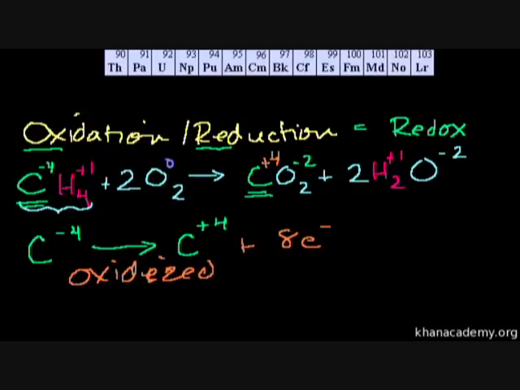Now let's look at the oxygen itself. Over here you have 4 oxygen molecules. I'll just write 4 oxygen molecules here, and they all have an oxidation state of 0. From an oxidation number point of view, they're neutral. And on this side, we have 2, and then we have 4 oxygen molecules. And what's their oxidation state? They're all -2. So each of these oxygens must have gained electrons.